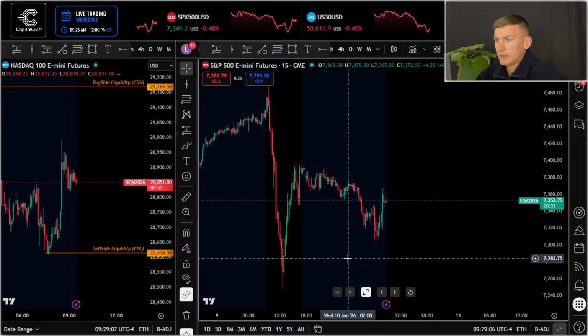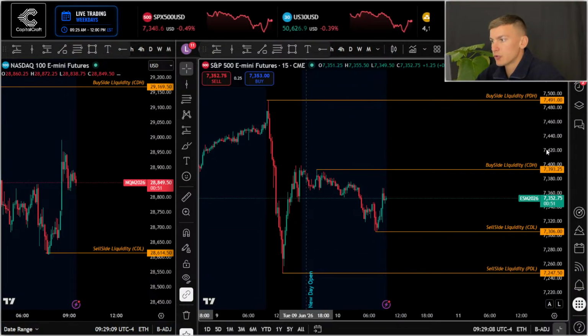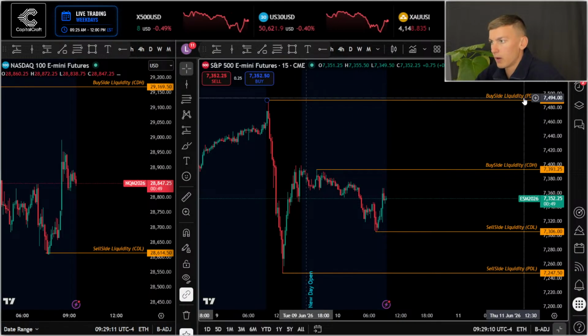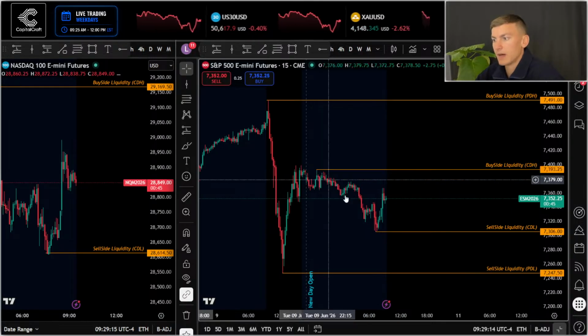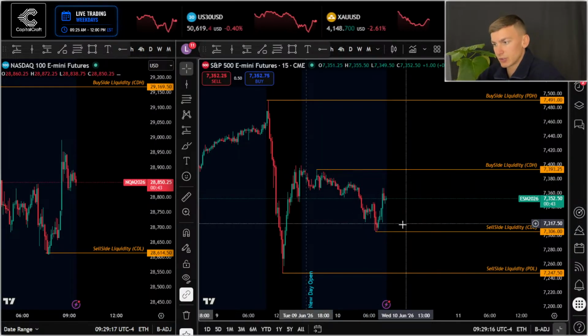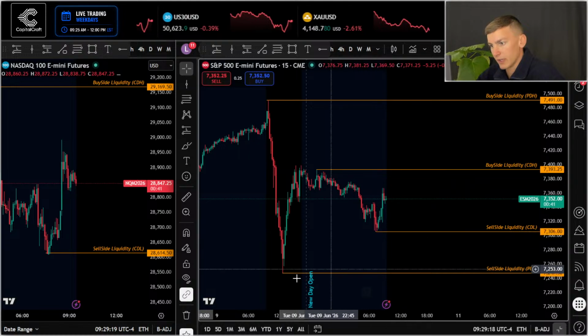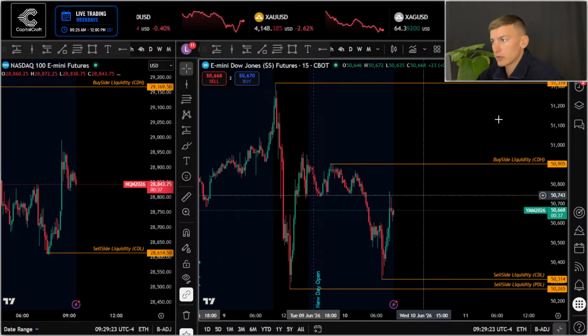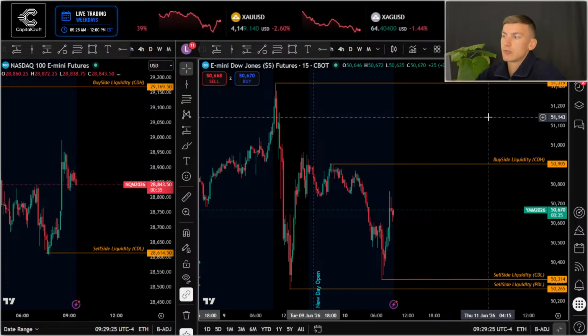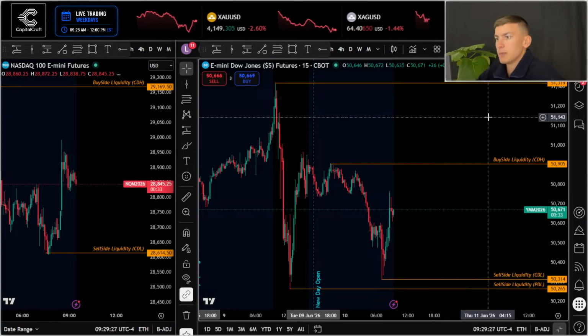Perfect. Then on the S&P, we also have two buy-side liquidities in the form of previous day high and current day high. Then we have two sell-side levels still open in the form of current day low as well as previous day's low. The Dow Jones likewise has two buy-side liquidity levels that we are currently monitoring.